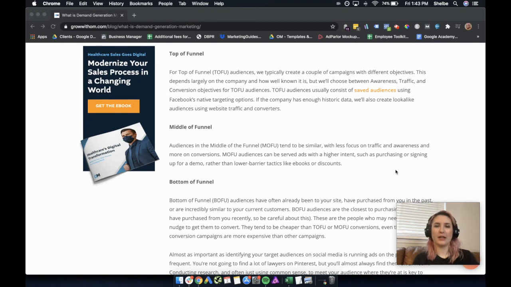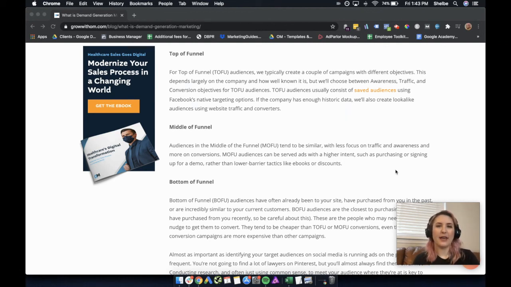We do typically create a couple of campaigns with different objectives. This depends a lot on the company, how big they are, how well known they are, but we do choose between awareness, traffic, and conversion objectives for TOFU. They're usually consisting of saved audiences using Facebook's native targeting options, which includes demographics like age, gender, location, as well as interests and behaviors and other demographics like job titles, things like that. Job titles on Facebook are not quite as robust as LinkedIn, but they can still be a great option there, just as a little aside.